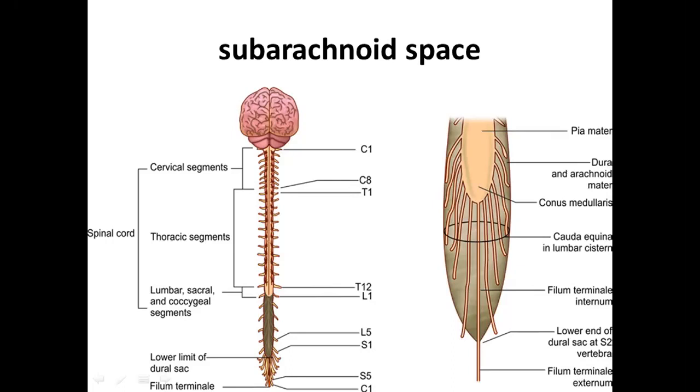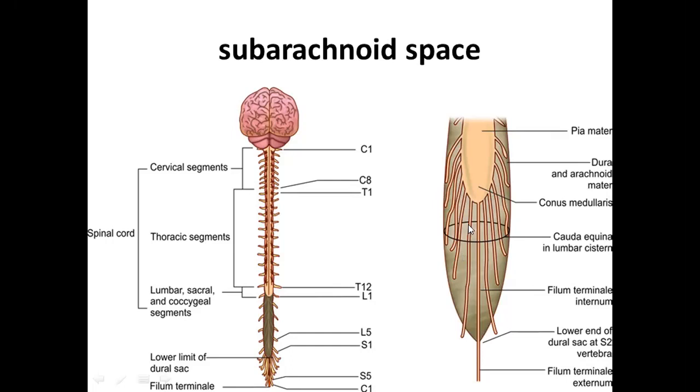Okay, so now we will discuss the contents of the subarachnoid space. Firstly, the cerebrospinal fluid. Secondly, the filum terminale. Here, these are the spinal nerves. As the spinal cord ends at the lower border of the first lumbar vertebra, these spinal nerves will descend downward to exit from the vertebral canal at their corresponding level.